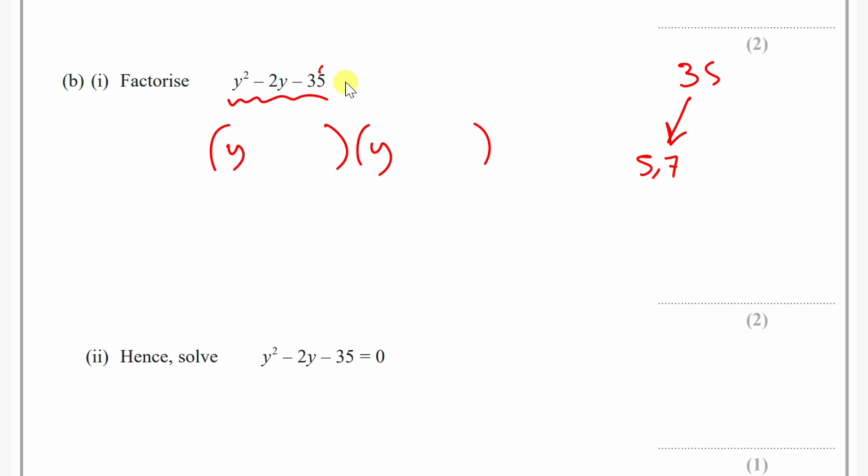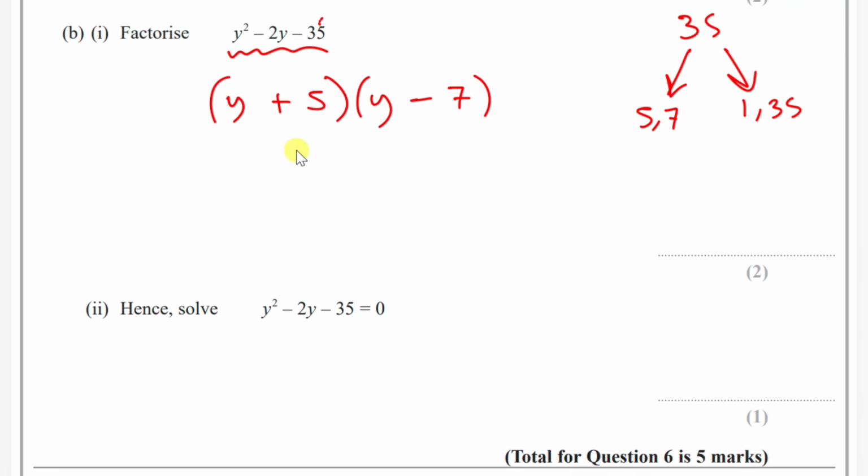And is there any other possibility? Well, 1 and 35. But I doubt we're going to use that one, yeah? And now they need to have a difference of 2. So, of course, 5 and 7. And to get this right, it has to be minus 2. So it needs to be minus 7 plus 5. That gives us minus 2. Yeah, that's done. And now this is kind of literally the same question.